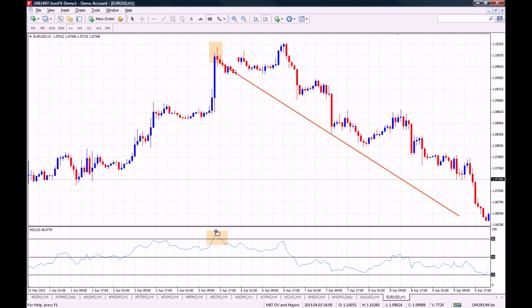When the oscillator makes a first high, price will also make a first high. But then you have to look at the second high. And if the second high on the oscillator is lower than the second high of price, this means that there is a divergence between the oscillator and price.